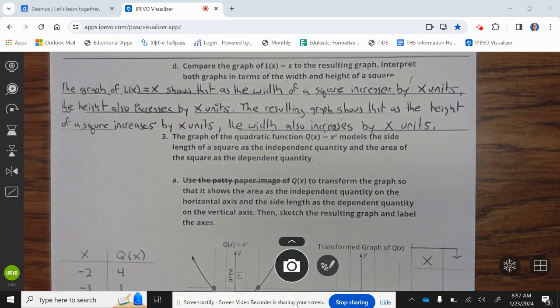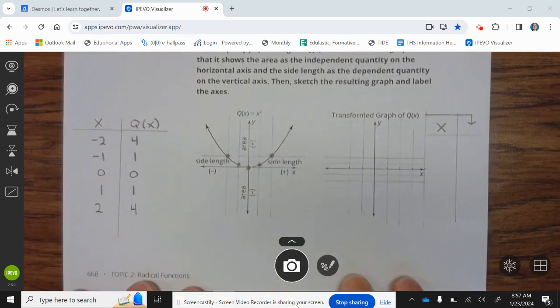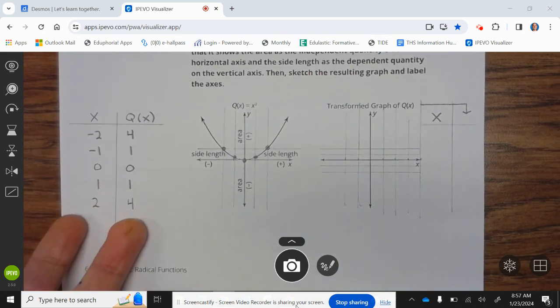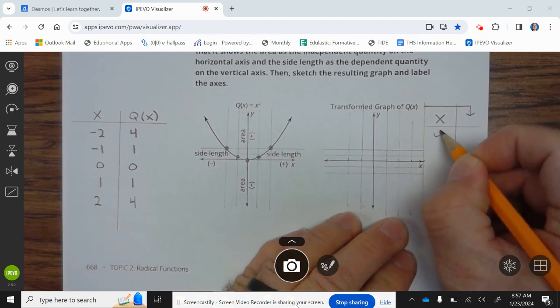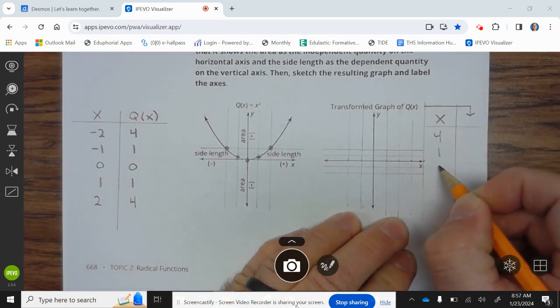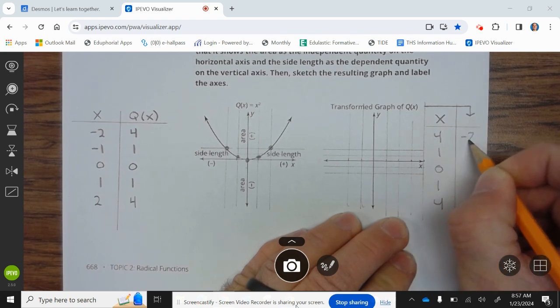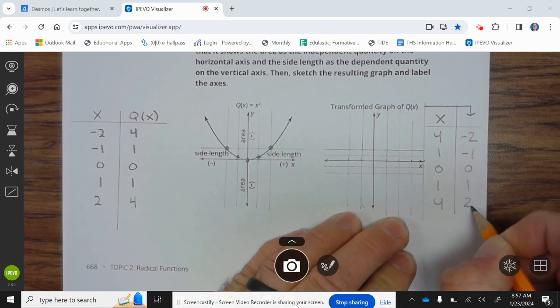Transform Q of x so that it shows the area as the independent quantity on the horizontal axis and the side length as a dependent quantity on the vertical axis. Then sketch the resulting graph and label. Okay, so here's the table that corresponds to Q of x equals x squared. Now, we're going to reflect, so we're going to switch the x and y values. So this becomes 4, 1, 0, 1, 4. And this becomes -2, -1, 0, 1, 2.